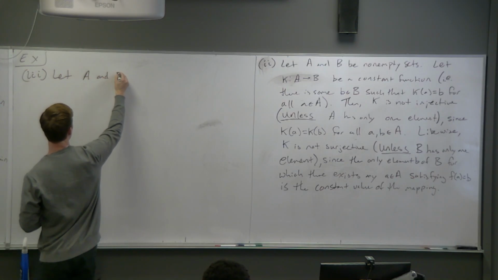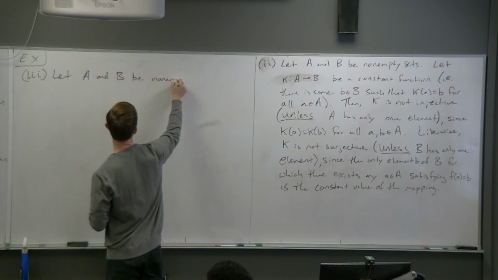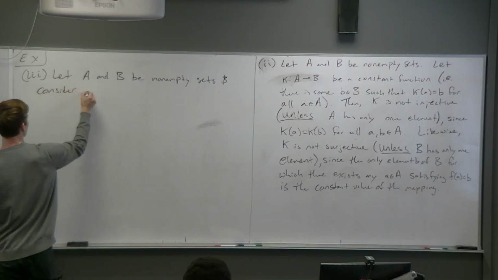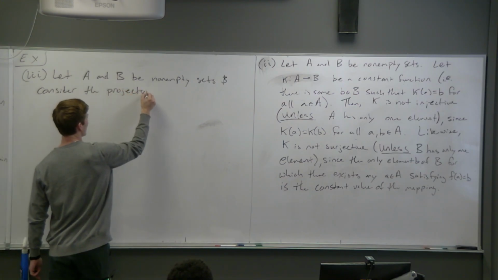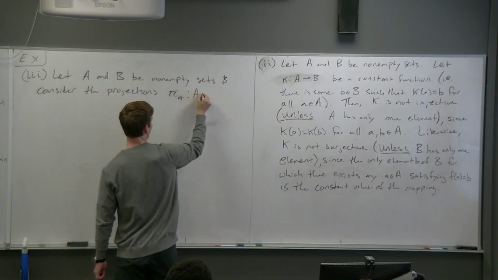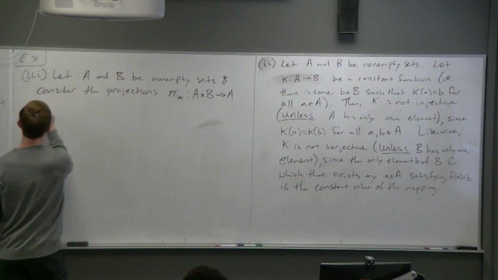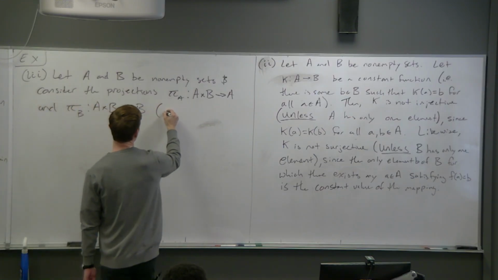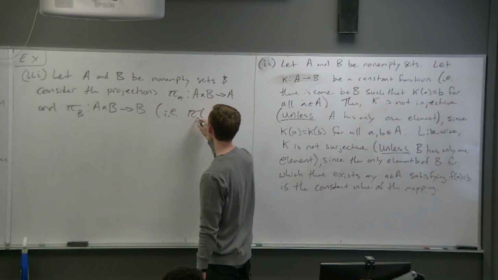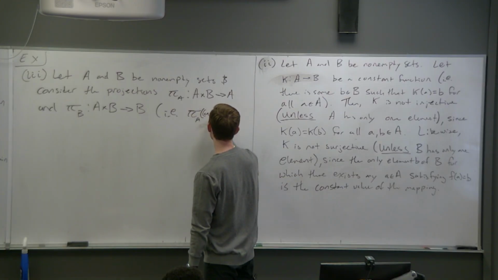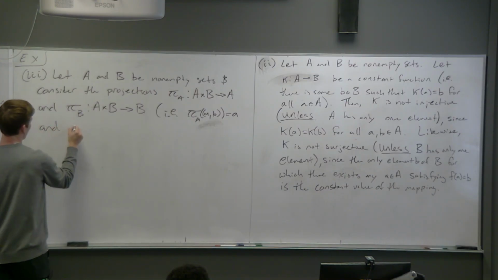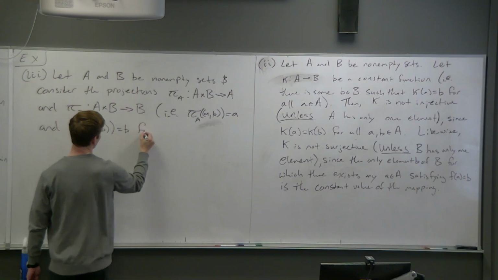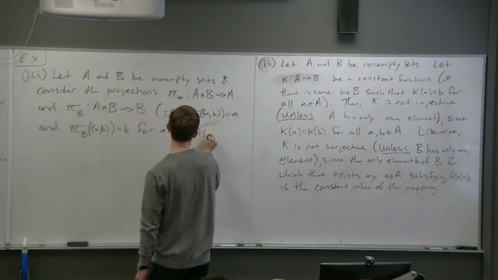Let A and B be non-empty sets and consider the projections pi A from A cross B to A and pi B from A cross B to B, i.e. pi A of an ordered pair (A, B) is equal to A, and pi B of an ordered pair (A, B) is equal to B for all ordered pairs (A, B) in A cross B.